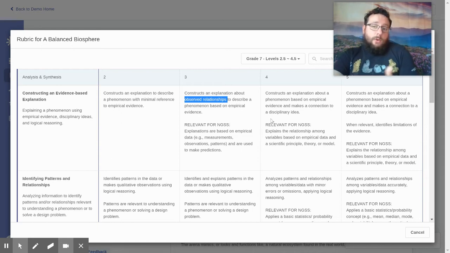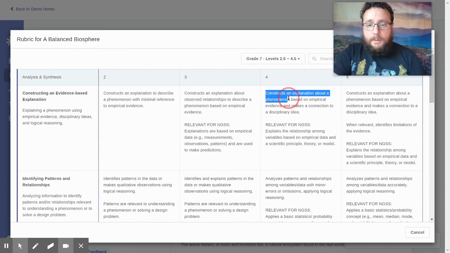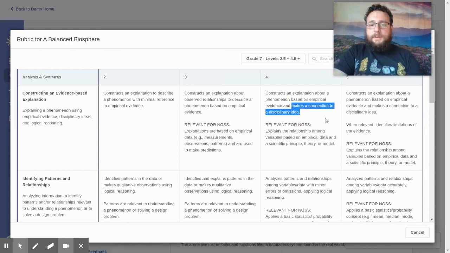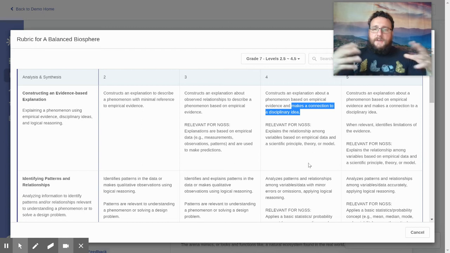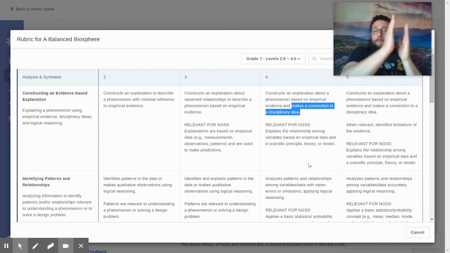So let's say we want to move to a 4. Construct an explanation about a phenomenon based on empirical evidence. That's all similar to what it was before, but it makes a connection to a disciplinary area. So here we're talking about not only describing the relationship between two variables, but connecting this explanation to the actual discipline. If you look at the more detailed explanation, it talks about mentioning scientific principles or a theory or a model that explains why the data says what it does. So by looking at the words which are new, you understand how to move from one level to the next.